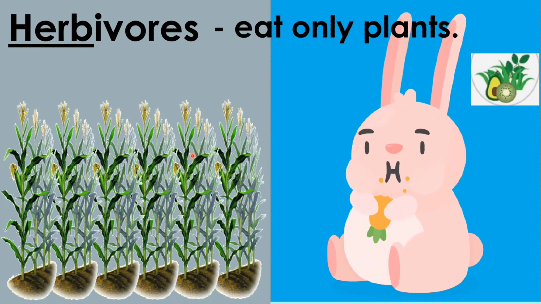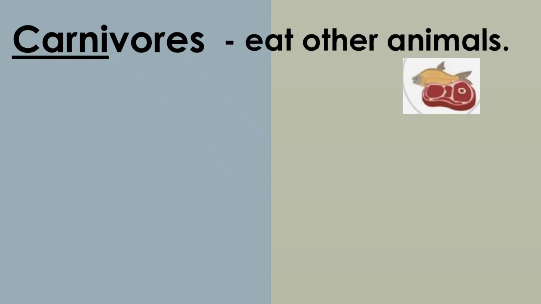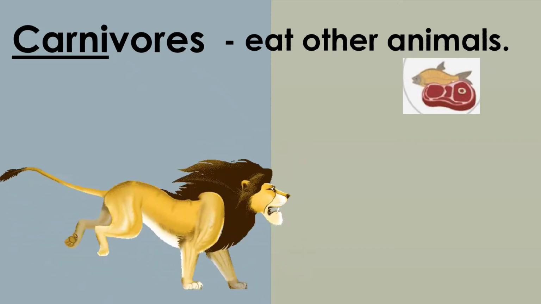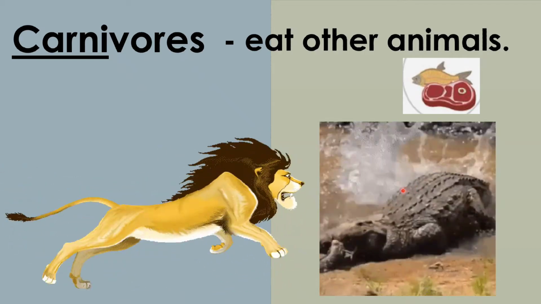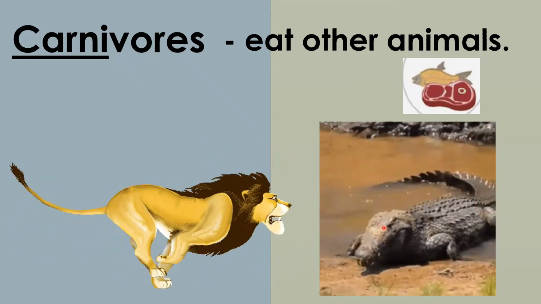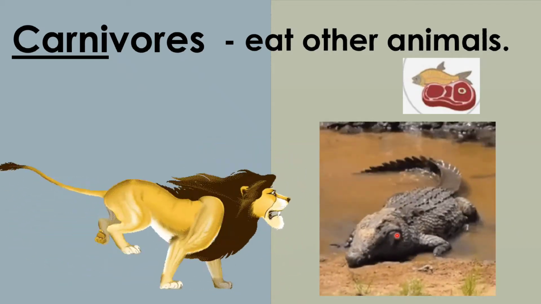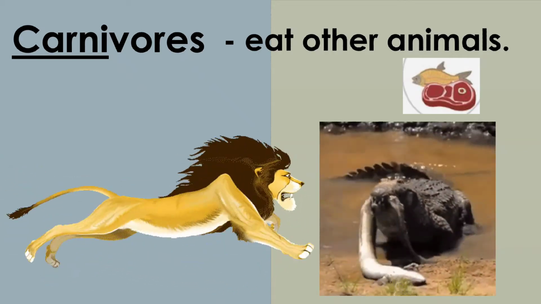So they are herbivores. We have also what we call carnivores. These are the animals that eat other animals. So they are meat eaters. For example, we have the lion, and we have also the crocodile, right? So they eat other animals.